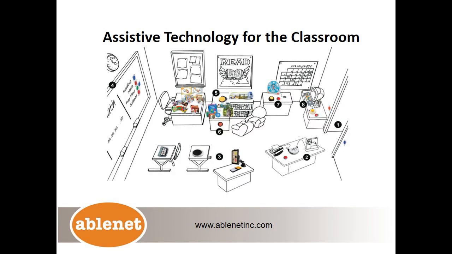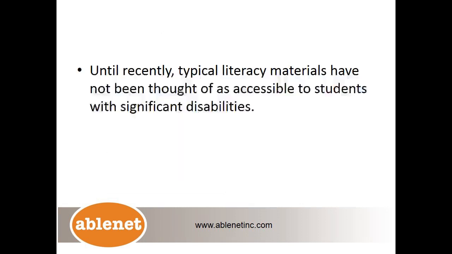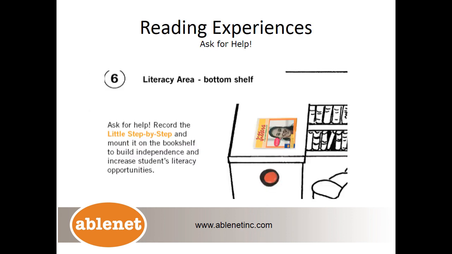We are going to focus on areas 5 and 6 primarily for our lesson today. So until recently, typical literacy materials have not been thought of as accessible to students with significant disabilities. We are going to show how those materials and strategies can be made useful and can be made accessible for students. So when I mentioned that on your handout, when we look at number 6, we are talking about looking at your literacy area in the classroom.